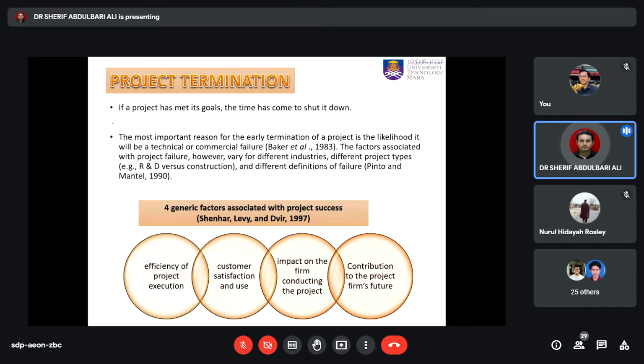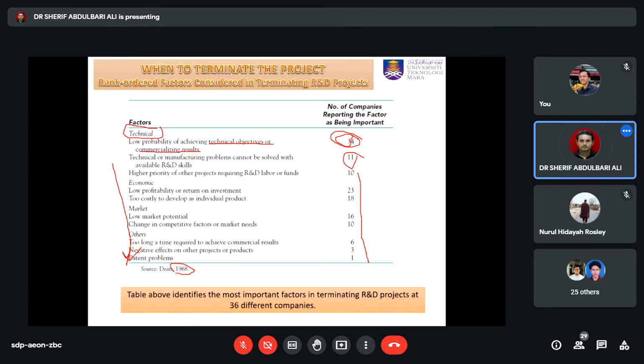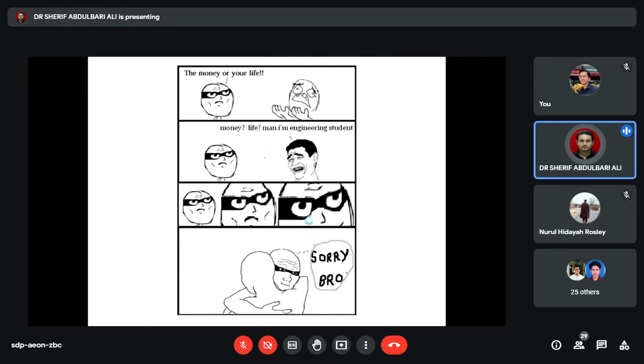So for project terminations, if the project hasn't met its goal, the time has come to shut it down. So this is the most important reason for early termination of projects: the likelihood of technical or commercial failure, as we said here. Technical or commercial failure is the main reason why we shut down or terminate a project.